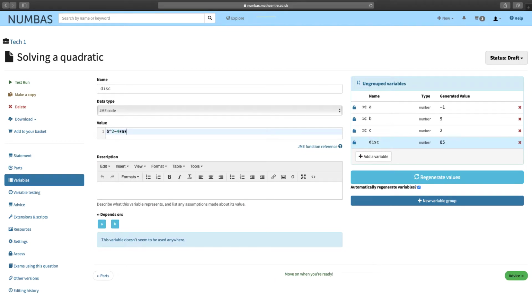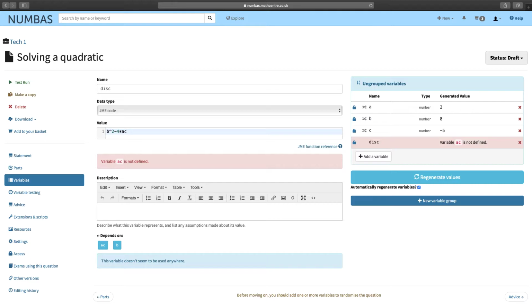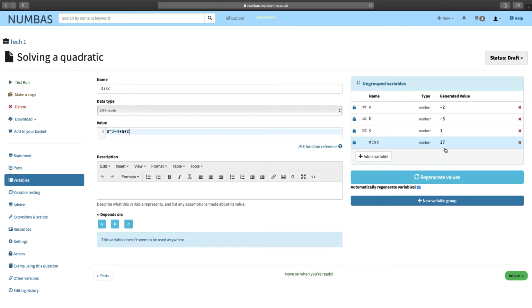a times c. You need to remember to put in the times, because if we take out the times, it thinks that this ac is a new variable. It's saying variable ac is not defined here, so it starts kind of freaking out. So 4 times a times c, and then you can see we've got the discriminant there. And you can see that sometimes it's negative, which isn't going to be ideal for us at a Tech 1 level. We're going to deal with that a bit later. So we've got the discriminant, and we've got our variables.